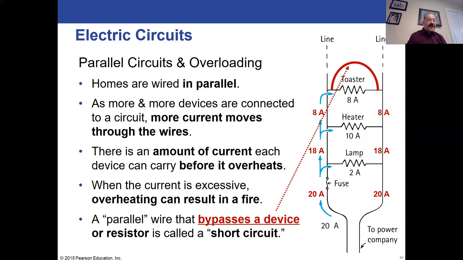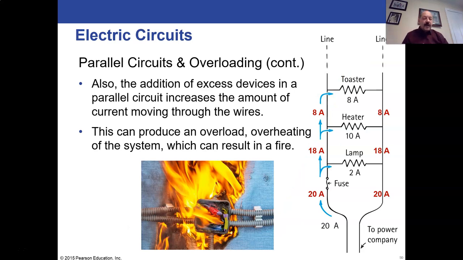Well, one way around that is to have some kind of bypass on it that essentially prevents your appliance, like a toaster or heater or a lamp, from even getting electricity. The wire just directs the electrons around it. The electrons would rather go through a wire that has no resistance than through a toaster that has a big resistance. So these bypasses are called short circuits. But with parallel circuits, you definitely have this risk of fire.